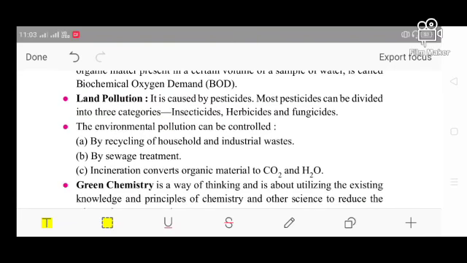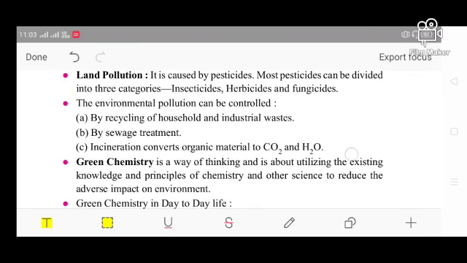Okay, after that, my dear, land pollution. What are the causes of land pollution? Land pollution is in general caused by pesticides. Most pesticides we can categorize into three categories, like the insecticides, the herbicides, and the fungicides. Okay, so these are the general three categories of your pesticides.